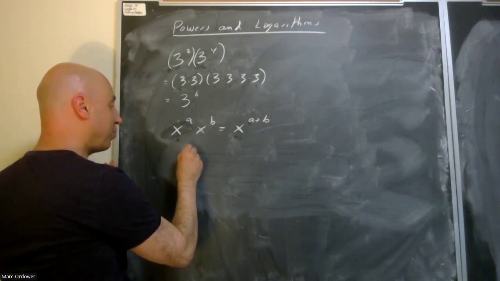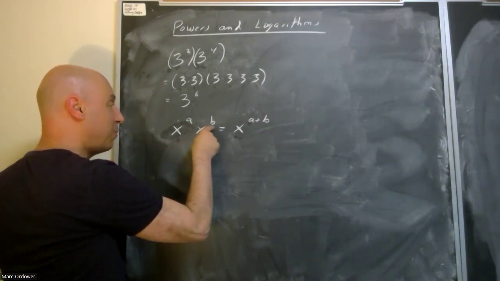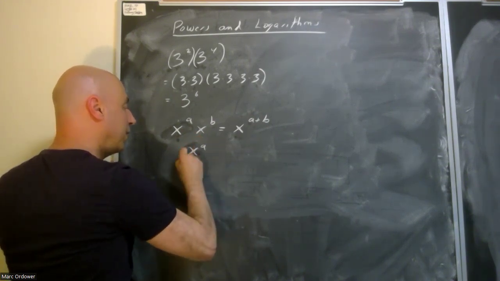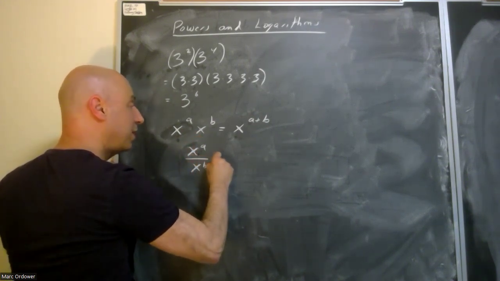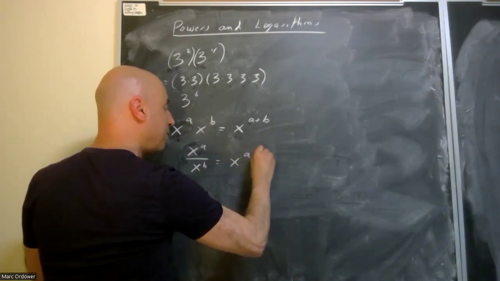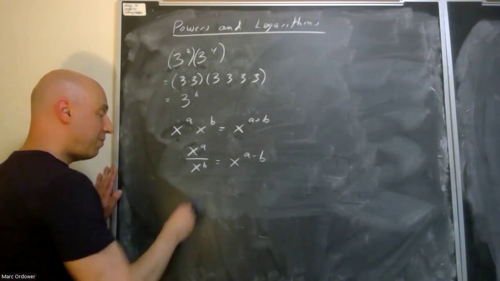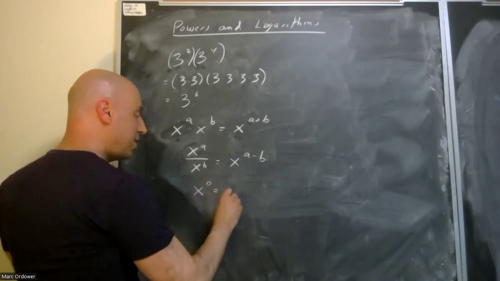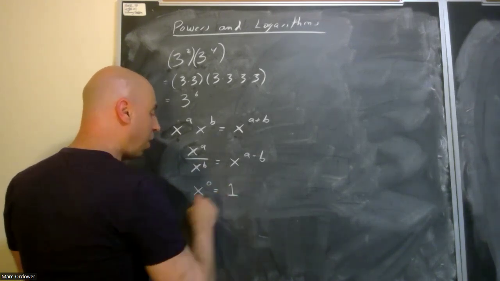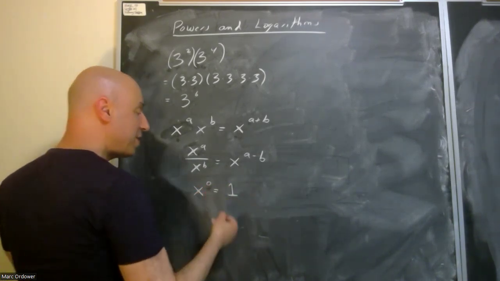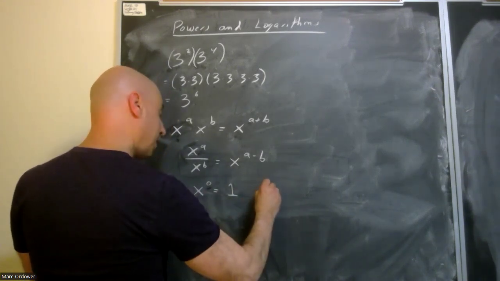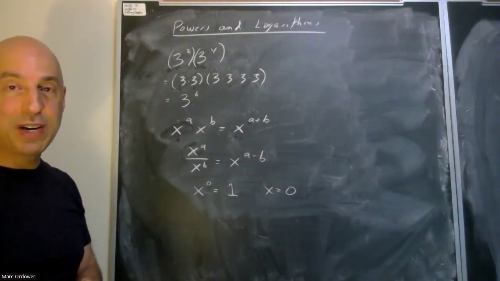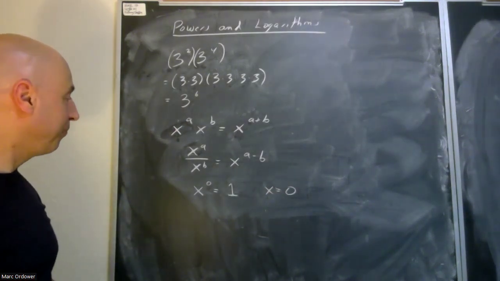If you divide two powers with the same base, you can probably guess that when you multiply, you add, so when you divide, x to the a divided by x to the b is just x to the a minus b. If I have a number and I raise it to the power 0, that just equals 1. That's always true as long as x isn't equal to 0. 0 to the 0 is sort of like dividing by 0. We don't want to get into that right now.